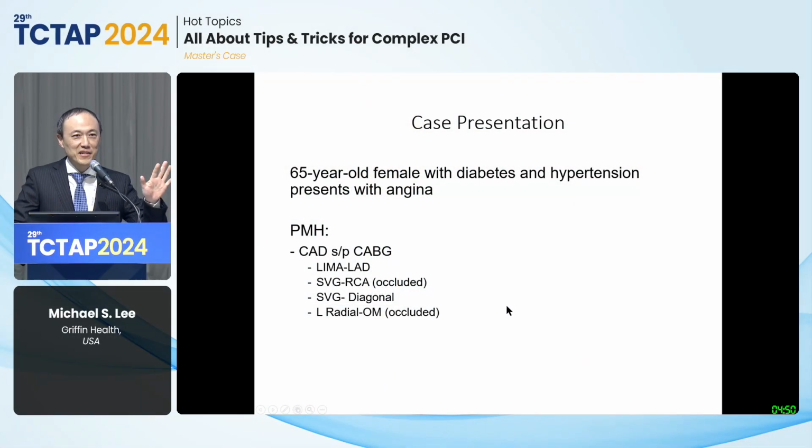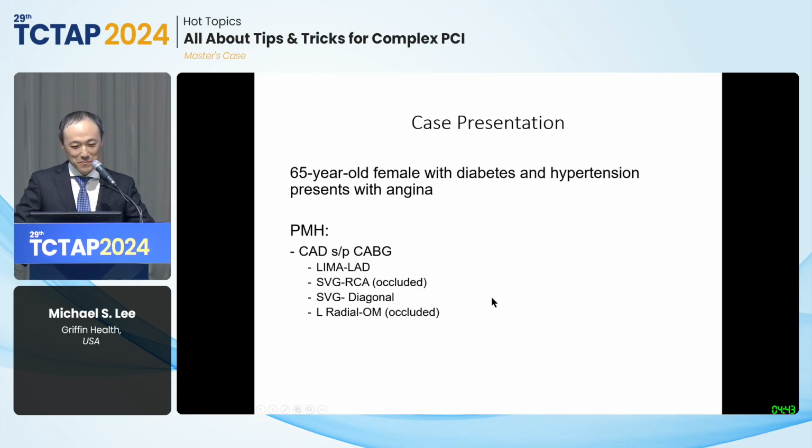This case is a masterclass of how not to perform PCI, and my only disclosure is that I did not do the index PCI. I did the second portion of the procedure. So this is a 65-year-old female with a history of diabetes and hypertension. She presented for intervention for angina.